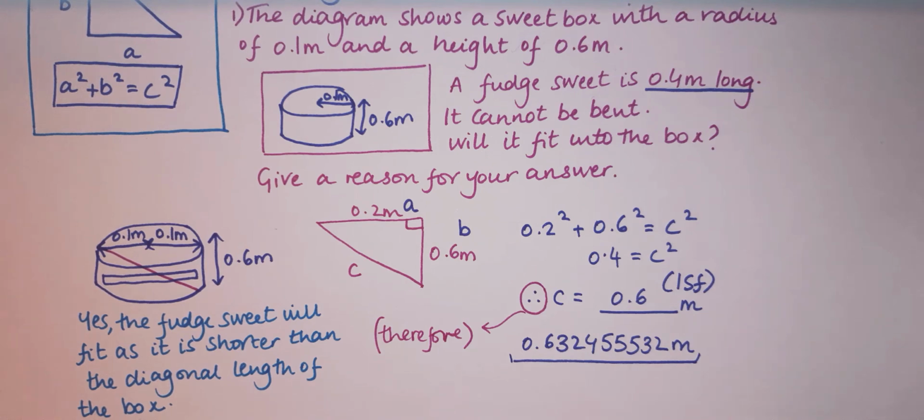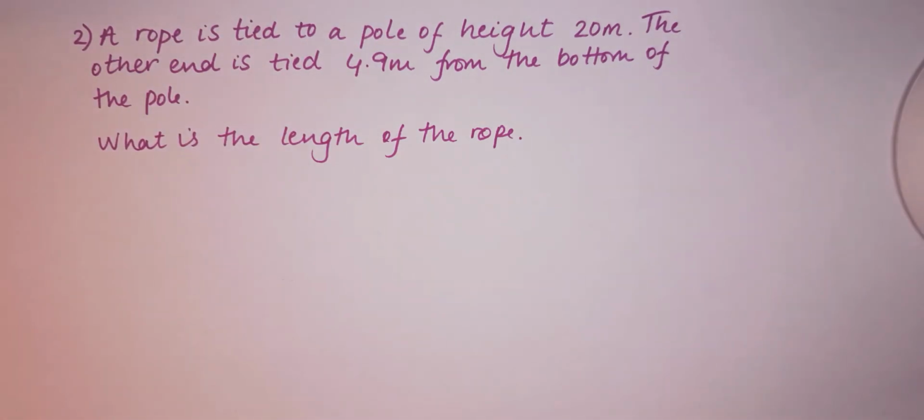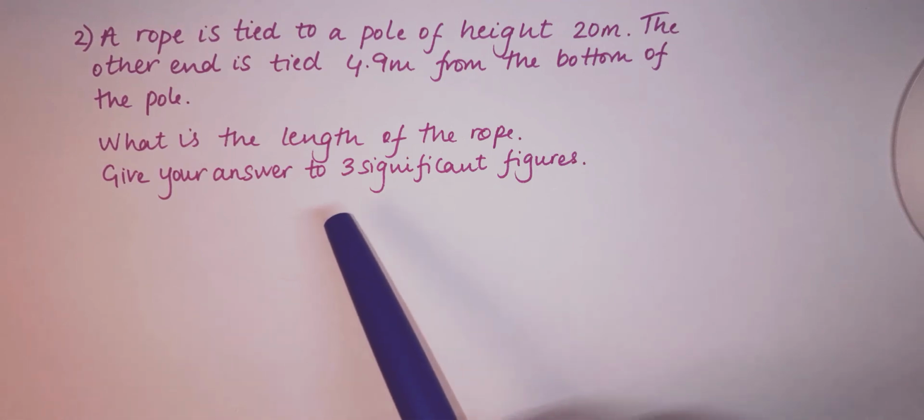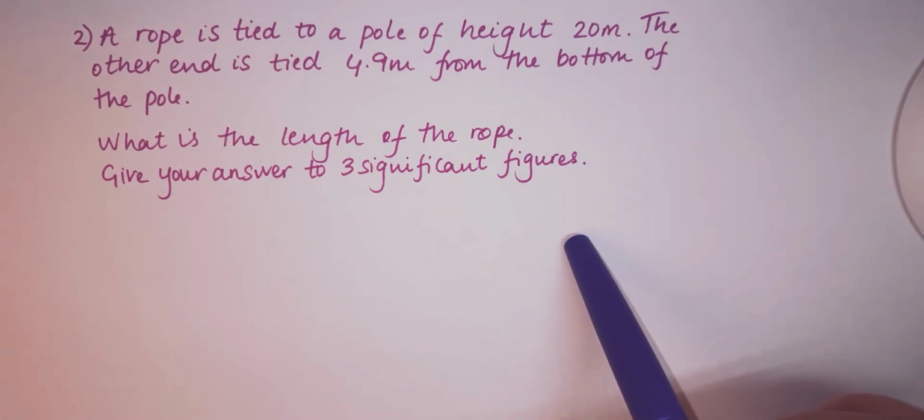Now let's do another question. So here is our second question. It says a rope is tied to a pole of height 20 meters. The other end is tied 4.9 meters from the bottom of the pole. What is the length of the rope? Now the last part of this question that I forgot to add is the most key piece of information that you need to remember when giving your answer. And it says give your answer to 3 significant figures.